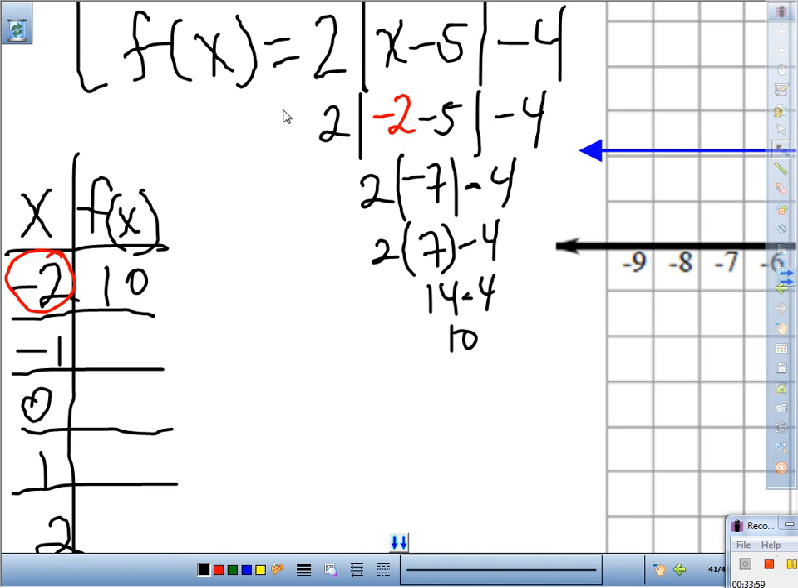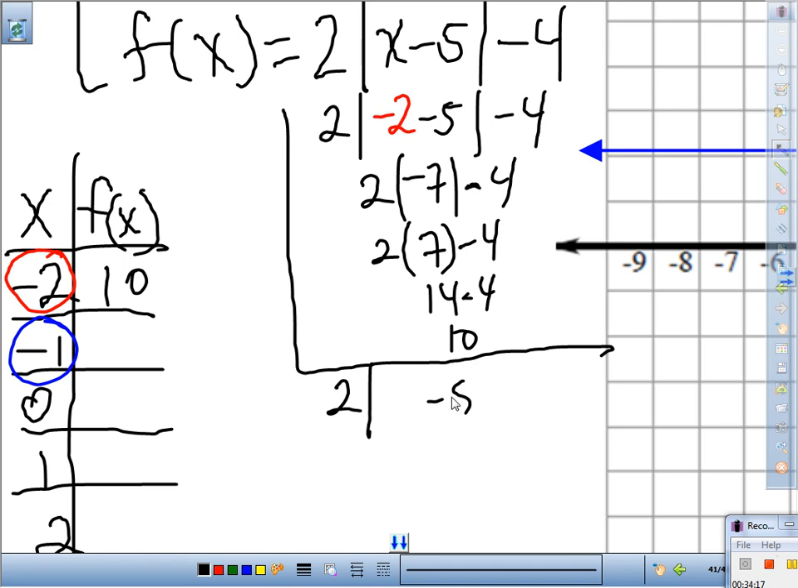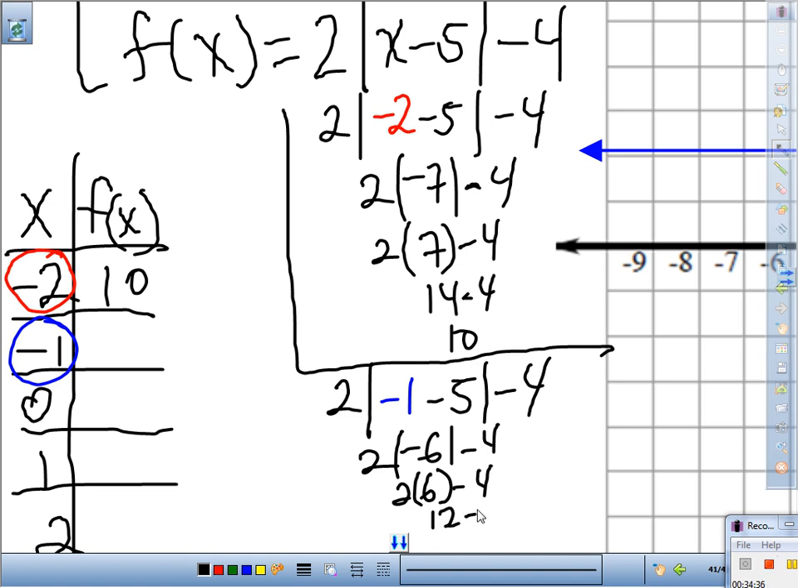Okay, that was for -2. Let's do one more. I'm going to substitute now -1. So what do I write? 2 absolute value and -1. So what is -1 and -5? -6 absolute value, 2 times that. What is the absolute value of -6? 6 times 2 minus 4. What is 2 times 6? 12 minus 4 is 8. That goes right there.